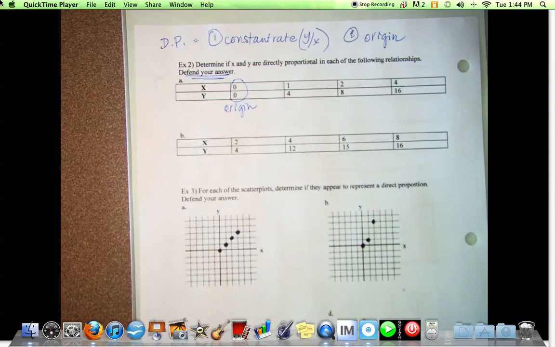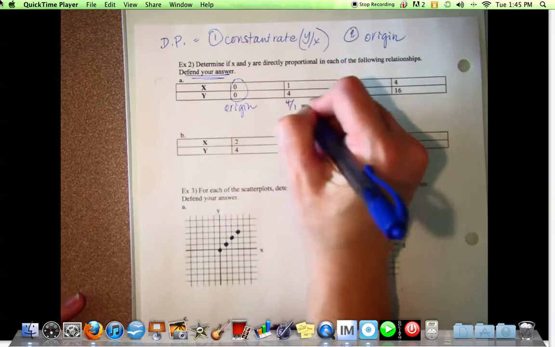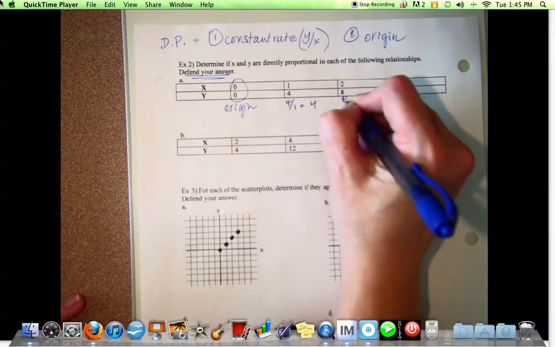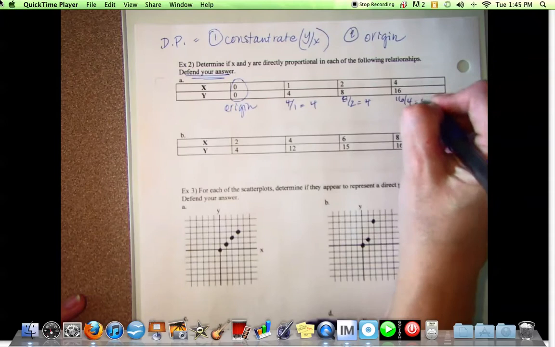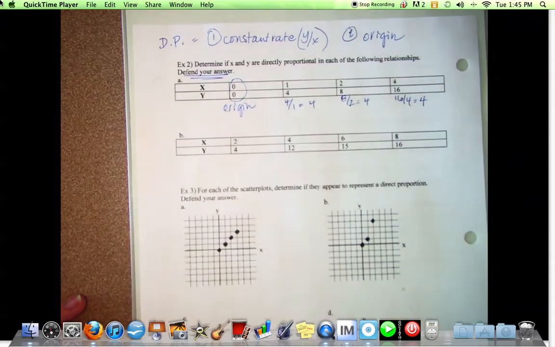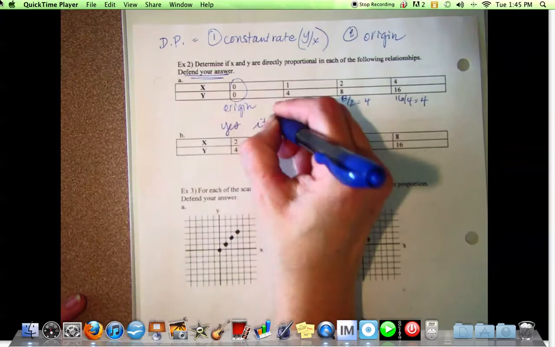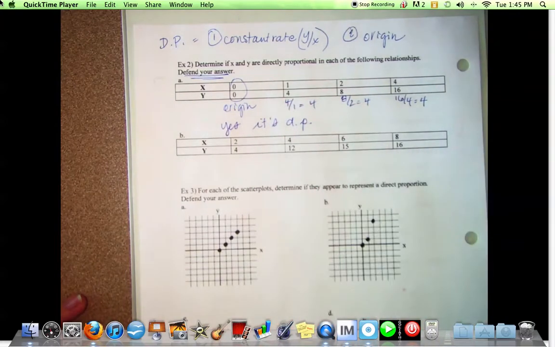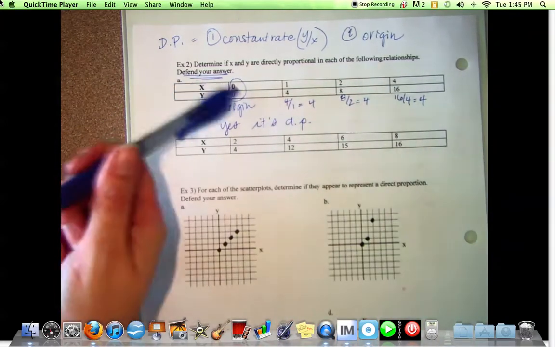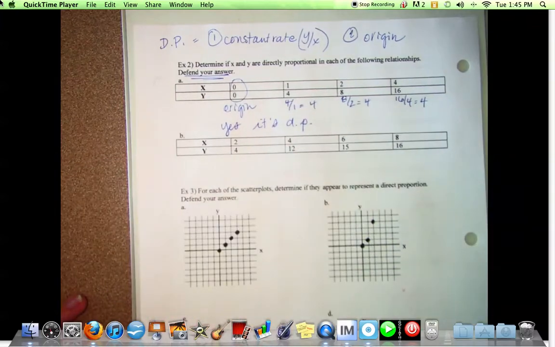All right, so now how do I start finding the constant rate? Divide y by x. 4 divided by 1 is 4. 8 divided by 2 is 4. 16 divided by 4 is 4. So is it directly proportional? Yep. This is how you're showing your work and defending your answer. You are showing that it's going through the origin, and you're giving me the constant of proportionality.